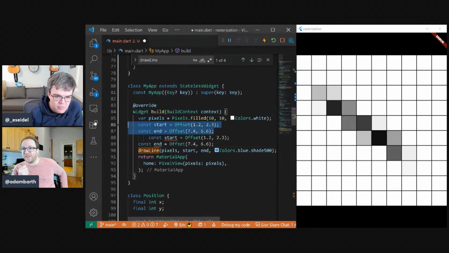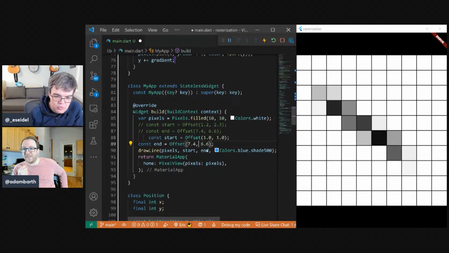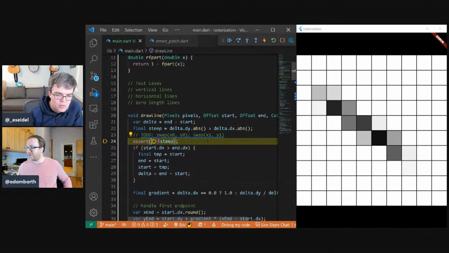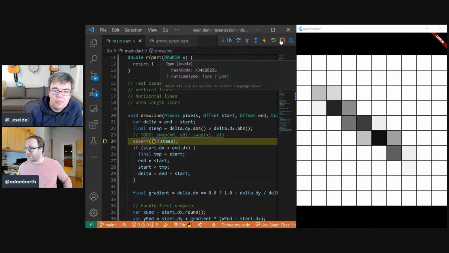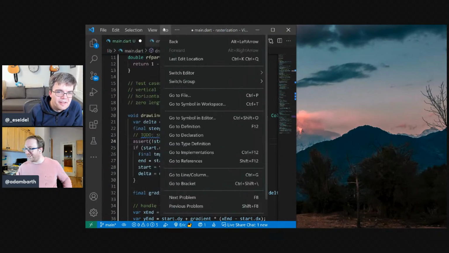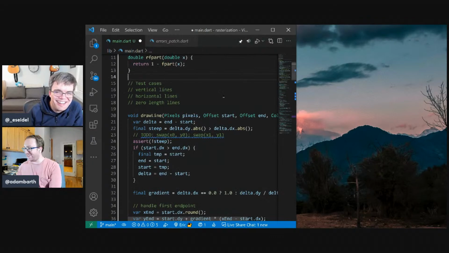Like, can we draw from like 1, 1 to 1, 0? Well, you have to do that's going to assert. You need to do that was steep. You need to make the x's change a lot. Oh no, that was a mistake. Assert was really a big hammer to pull up here. I have to hit the button. There we go.